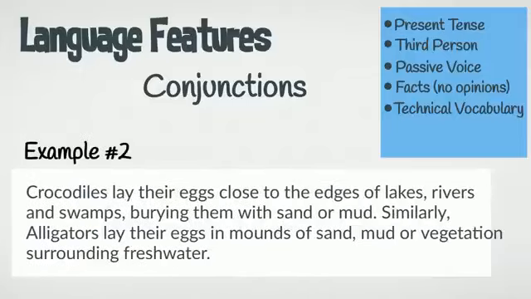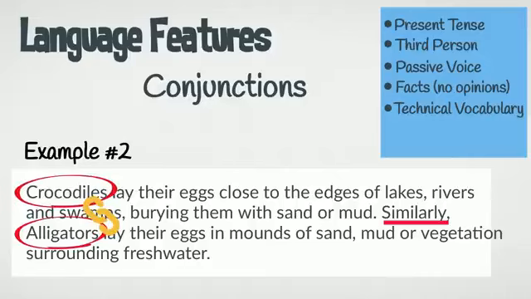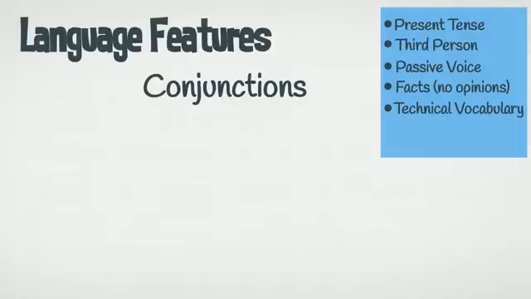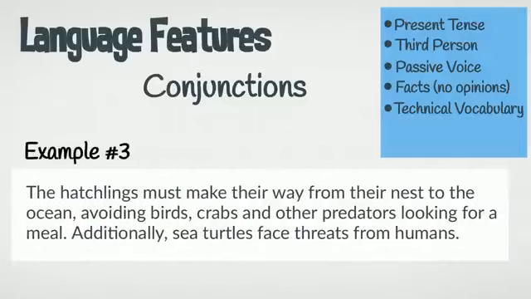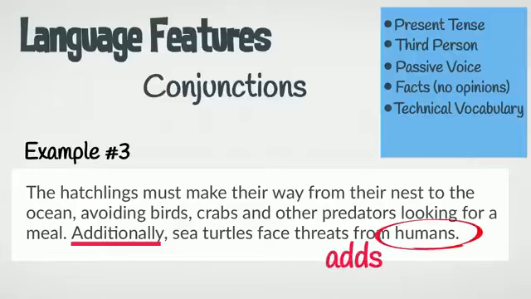Here is the second example. The conjunction "similarly" has been used. The word "similarly" links by comparing where crocodiles and alligators lay their eggs. Here's the third example. The conjunction "additionally" has been used. The word "additionally" adds more information to the topic. In this case, it adds humans to the list of threats turtles face.